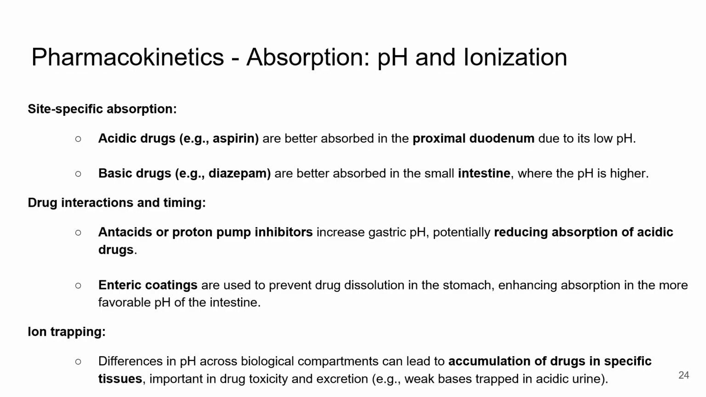And then last is ion trapping. Something to keep in mind is that when there are pH differences between compartments in the body, drugs can become trapped in certain areas. For example, weak bases may accumulate in acidic urine, which is important for understanding drug toxicity and elimination.